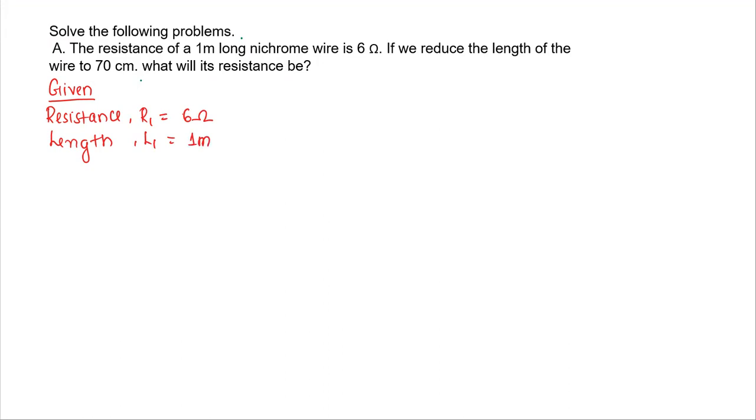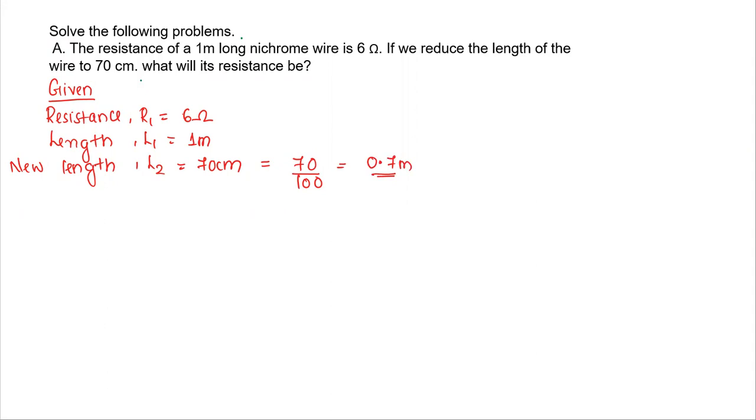Now the length is changed. That is the new length. The new length is reduced, therefore let it be L2. L2 is equal to 70 centimeters. See the unit? It is given in centimeter. We have to convert it into meter. How to convert? To convert centimeter to meter, divide by 100. So go two places left and put the decimal. Okay, 0.7 meter we will get.